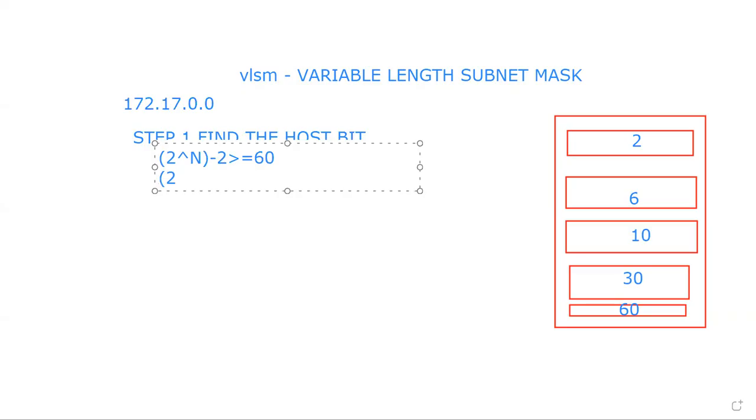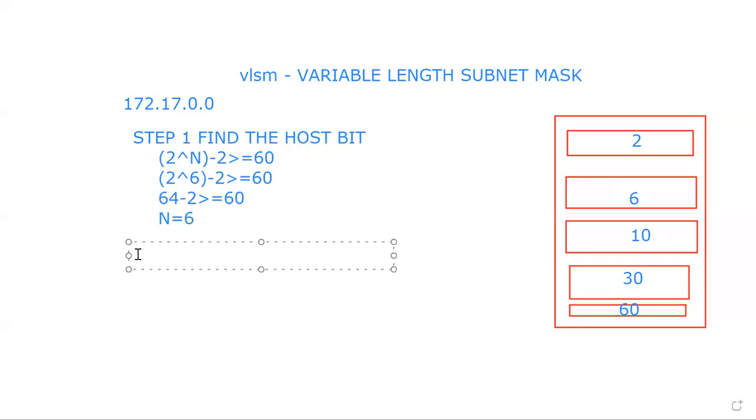2 to the power 6. We can directly write this. 2 to the power 6 subtract 2 is greater than or equal to 60. So 64 subtract 2 is greater than or equal to 60, right? The value of our n is 6.